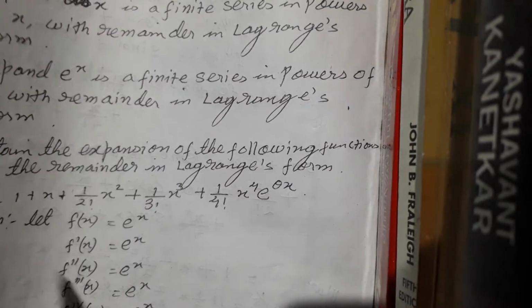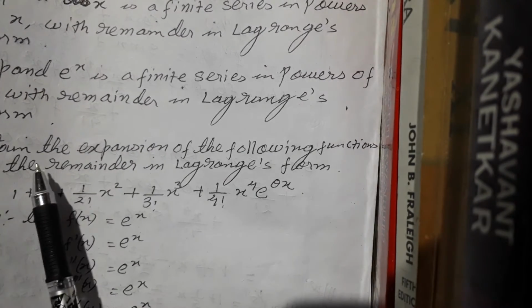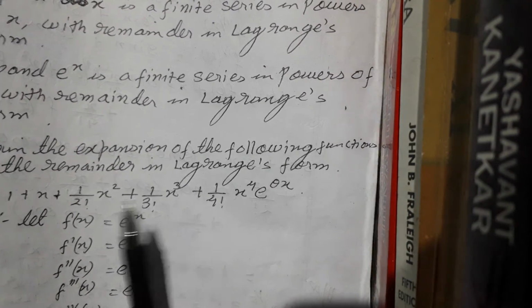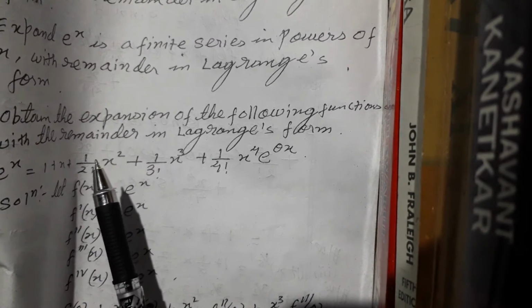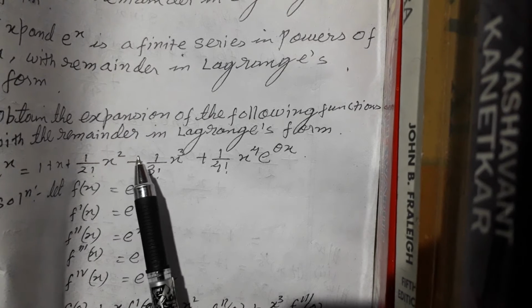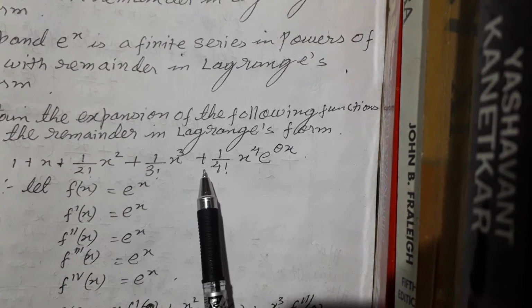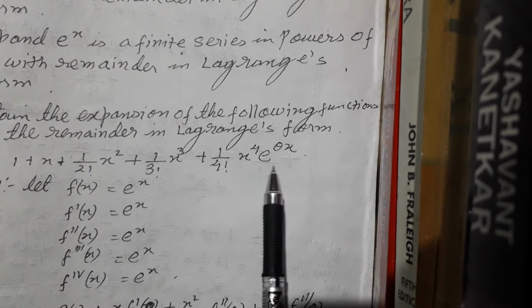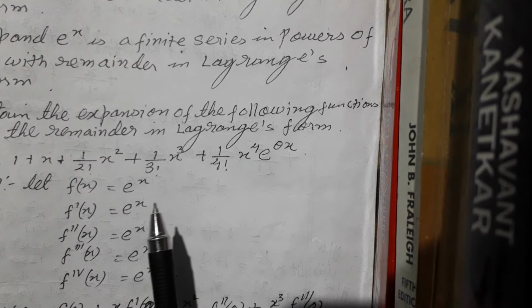That is how to obtain the expression of the following function with the remainder in Lagrange form. So this is your question. e to the power x is equal to 1 plus x plus 1 by 2 factorial x squared plus 1 by 3 factorial x cubed plus 1 by 4 factorial x to the power 4 e to the power theta x. So in all these questions we are applying Maclaurin theorem up to the order 4.